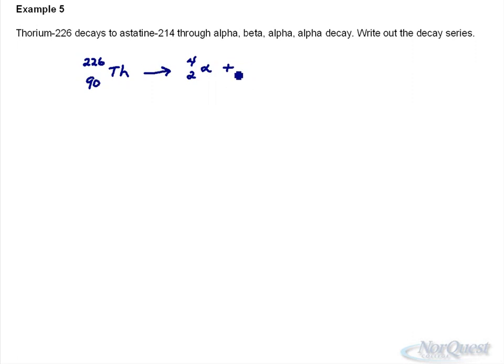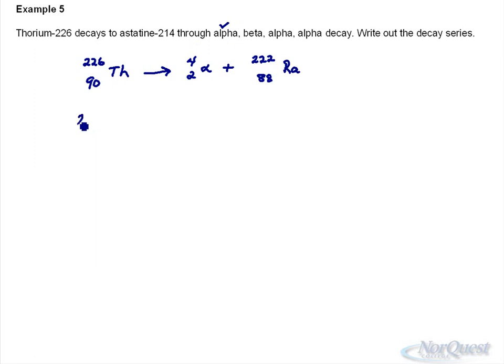When you balance the top numbers, we're left with 222. Balance the bottom, we're now left with 88. Look up element 88 on the periodic table, and element 88 is radium, Ra. So there's the first step. We've done our alpha. Now we're going to do a beta.